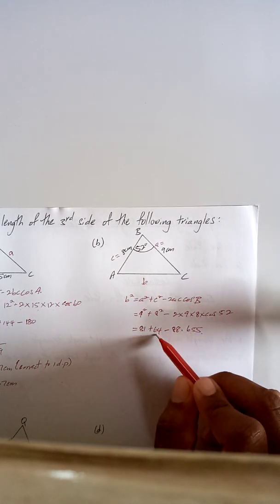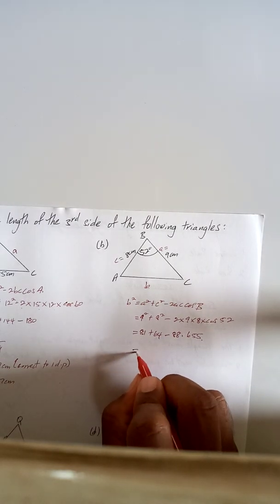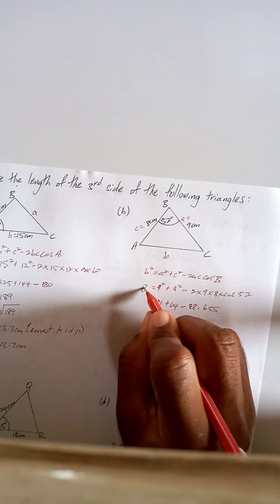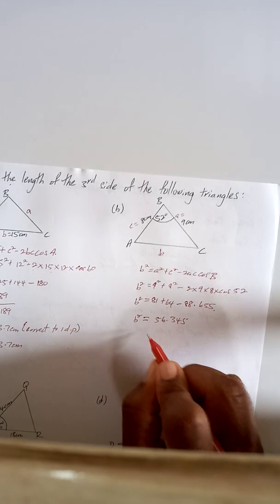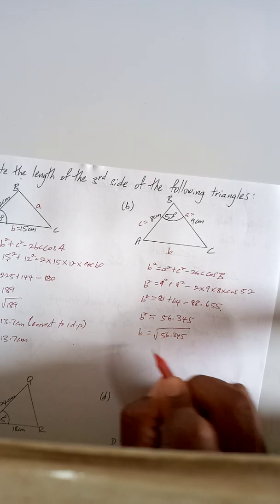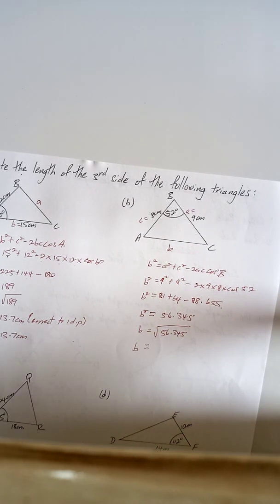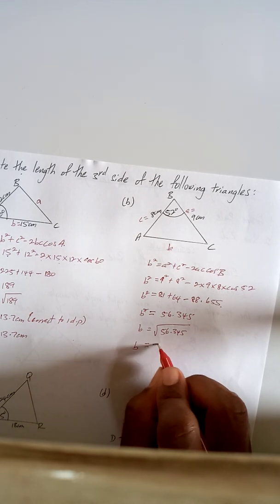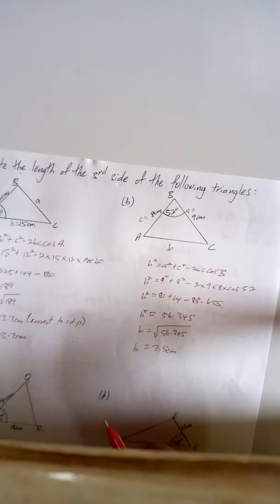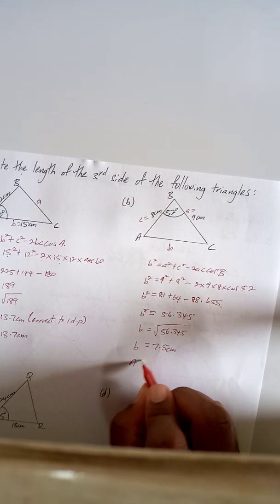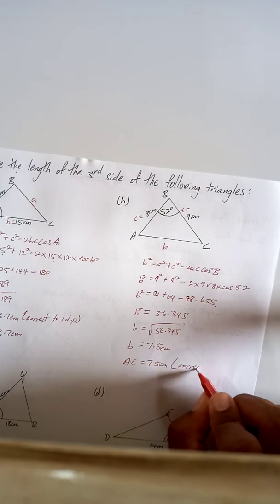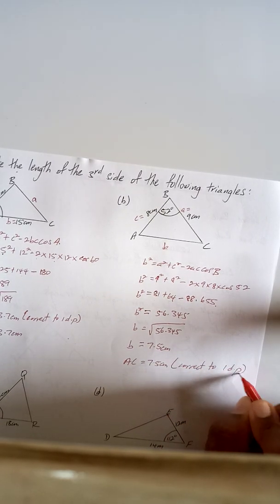And now what I'll do, I'll add these 2 and then subtract it from that. If you add those 2 numbers and subtract it, we'll get 56.345. B squared equals all of that. Now we'll take the square across, we'll square root 56.345. Again, the calculator will do the job for us. When we square root, our answer will be 7.5 cm. Since we are dealing with cm, we can say that AC equals 7.5 cm, correct to 1 decimal place.